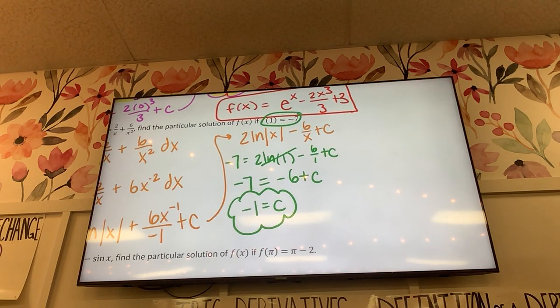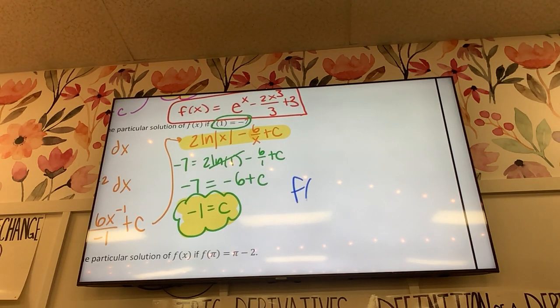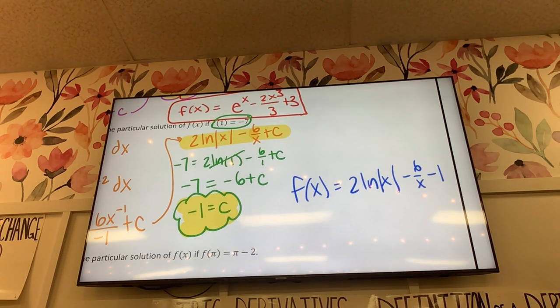And so to write the particular solution, we are going to take our general form, take our c, squish them together and actually make an equation. F of x equals 2 ln absolute value of x minus 6 over x minus 1.